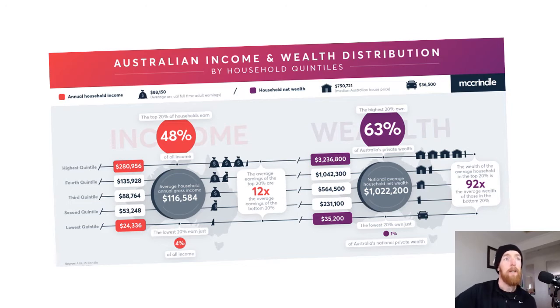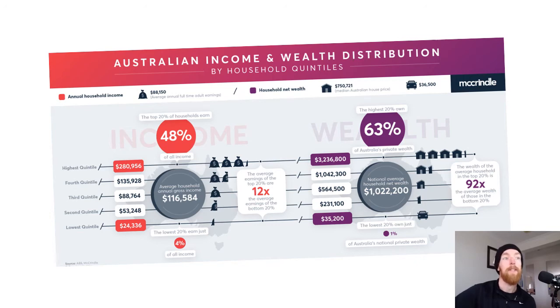Then we move up, so the second quintile earns about $53,000 per year, the third quintile $88,000, the fourth quintile $135,000 as their average household income, and the highest quintile on average earn $280,000 per year as their household equivalized income. And then they have about $3.2 million of wealth. So you can see why there is a big divide here, because they can use that wealth to make even more income. And they make 48% of all income in Australia and have 63% of all wealth. So it's really not shared evenly, which is a bit of a worry, but that's pretty significant.